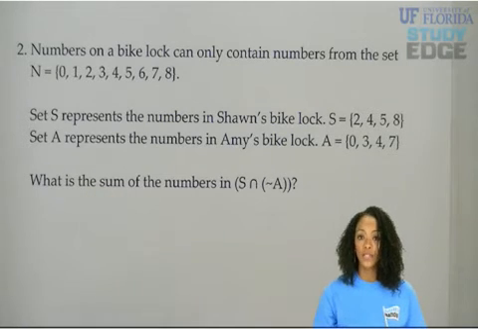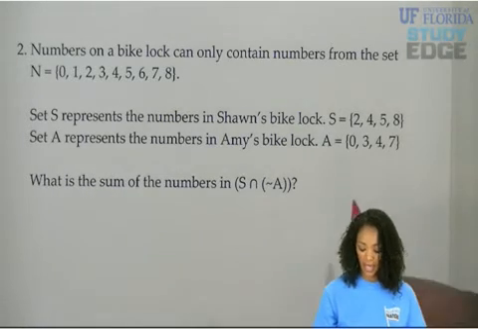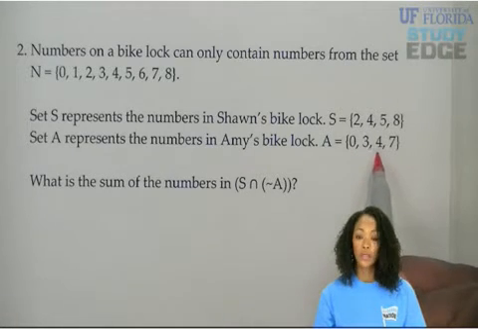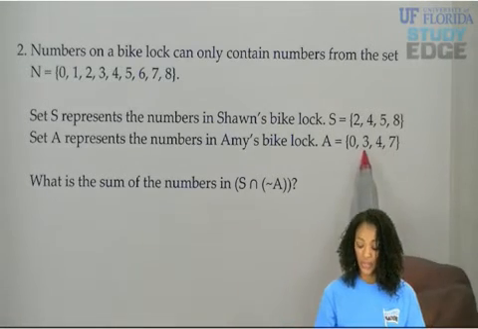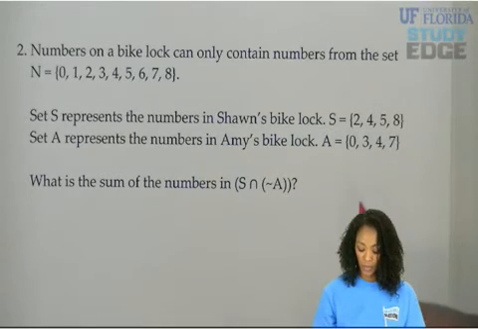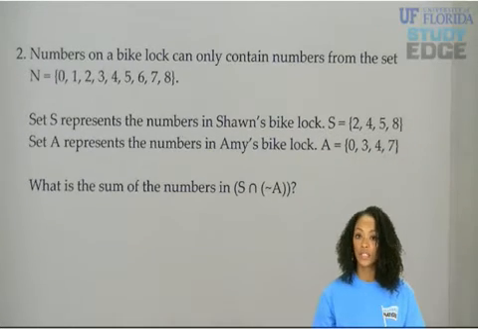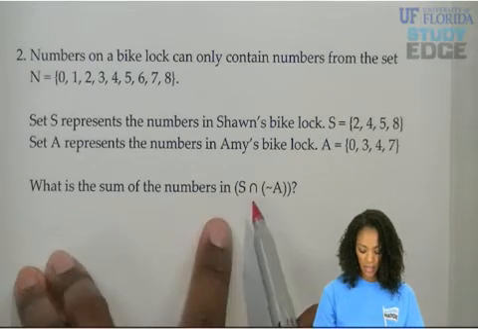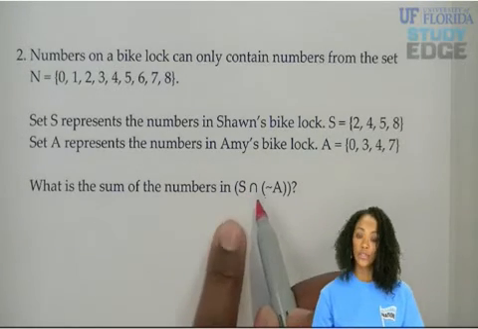It means to add the numbers up. So if we were to sum up the set A, it would be 0 plus 3 plus 4 plus 7. 0 plus 3 is 3, plus 4 is 7. 7 plus 7 is 14. So the sum of set A would be 14. Okay. So they want us to find the sum of the set S intersection A complement.